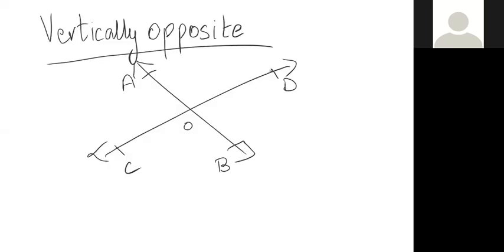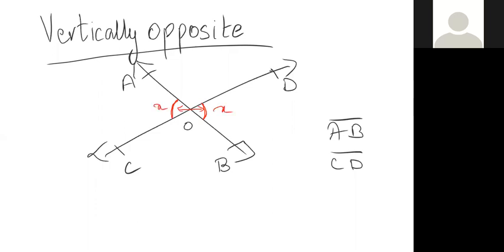All right. The next thing we're going to learn is something called vertically opposite angles. So let's say you have two lines, lines AB and CD. Vertically opposite angles basically means this angle will be equal to this angle. They look equal also. They're vertically opposite each other. So this will be X and this will also be X.